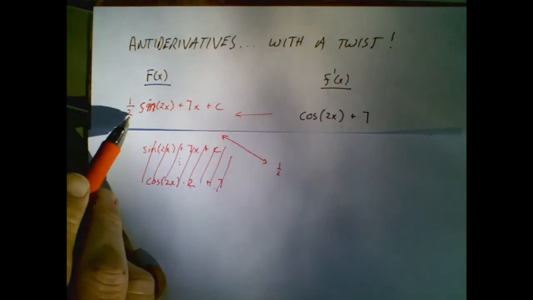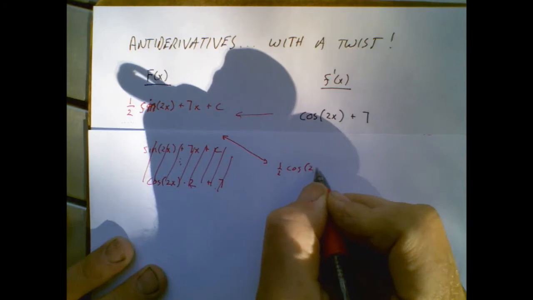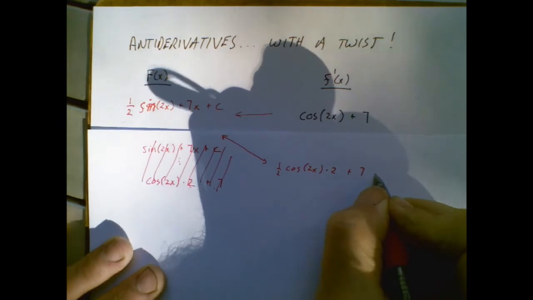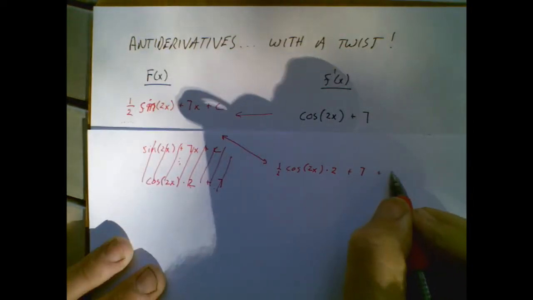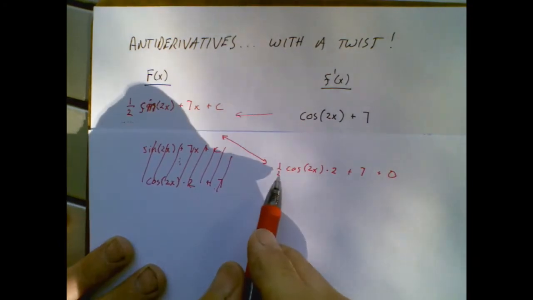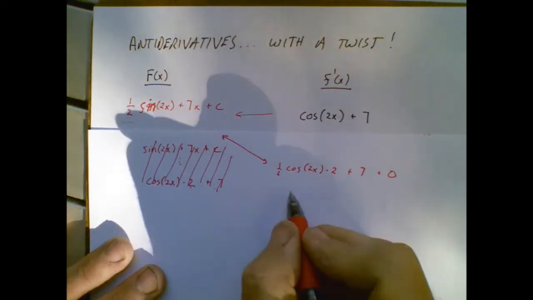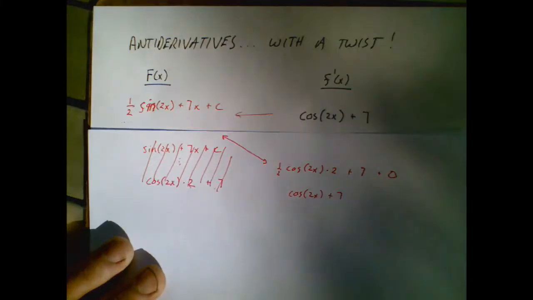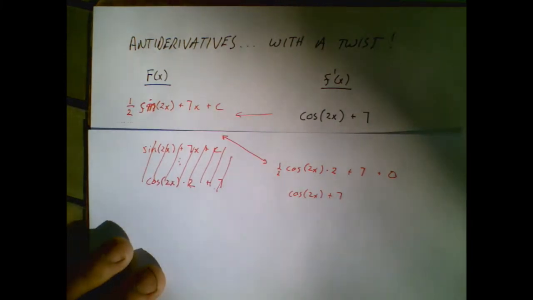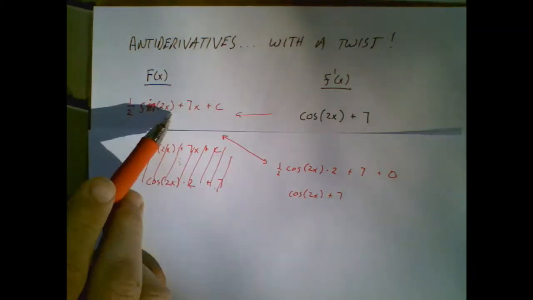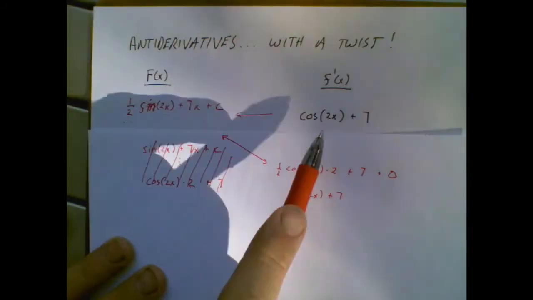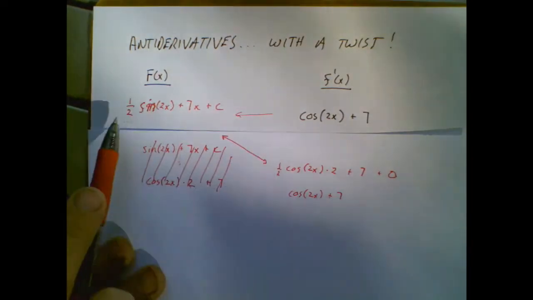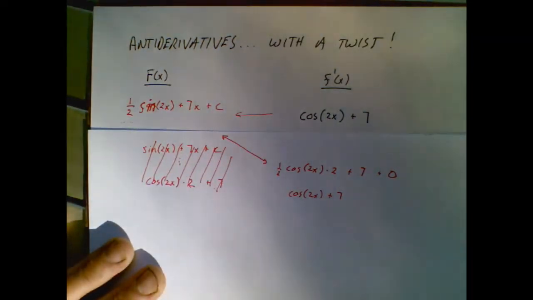All right, when I take that derivative, I would get a 1/2 cosine of 2x times a ninja of 2, plus 7, and then the derivative of the C is a 0, so I don't really have to write that. And notice this 1/2 and this 2 multiply together to give me a 1, which is cosine 2x plus 7, which tells me I'm correct. So 1/2 sine 2x plus 7x plus C is the antiderivative. Because there was a ninja in there, we had to fight the ninja in reverse. That's the point of the antiderivatives with a twist.